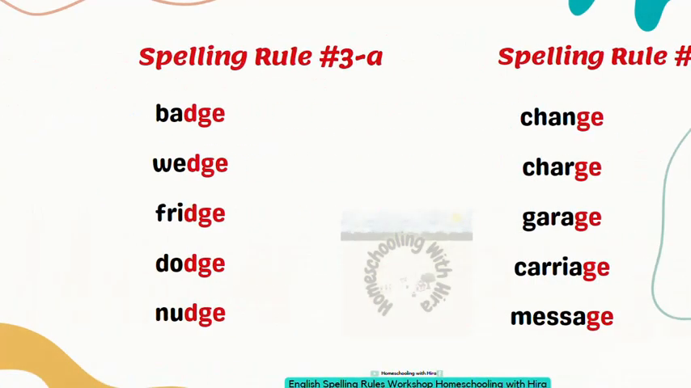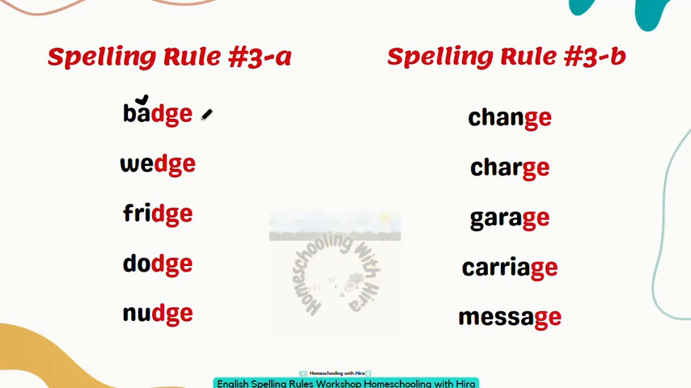Some more examples are badge, wedge, fridge, dodge, nudge. Right? Now some examples for 3B: change, charge, garage, carriage, message. Okay, in all these words we have the j sound at the end. But before the j sound, we have different patterns, so we will write it with GE.